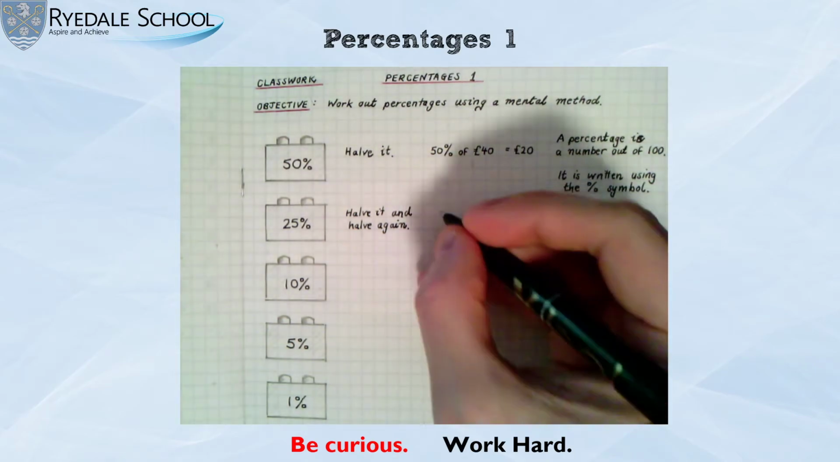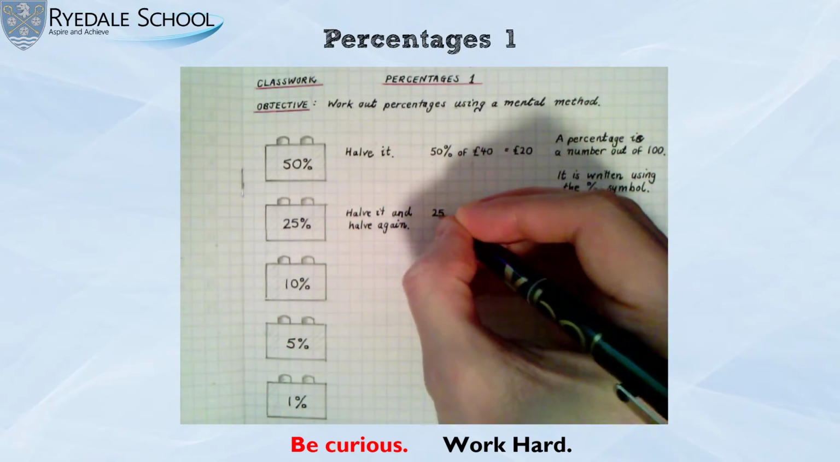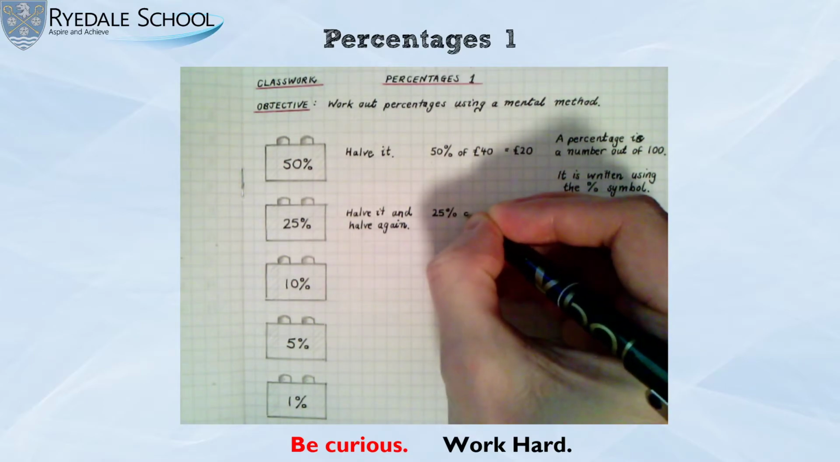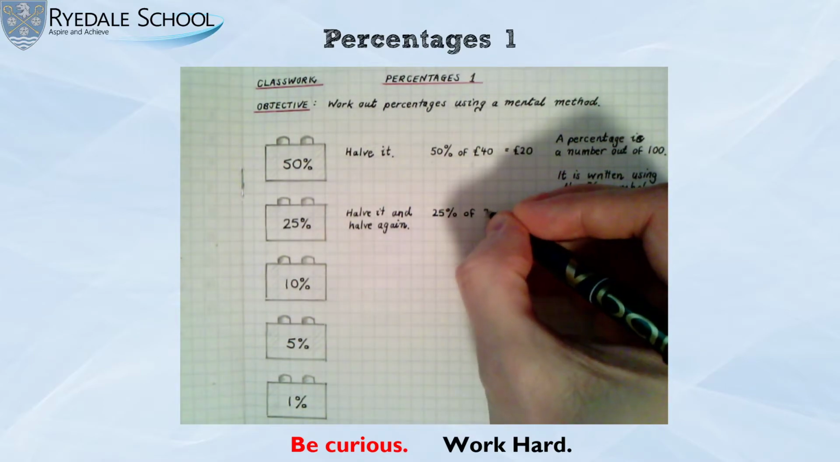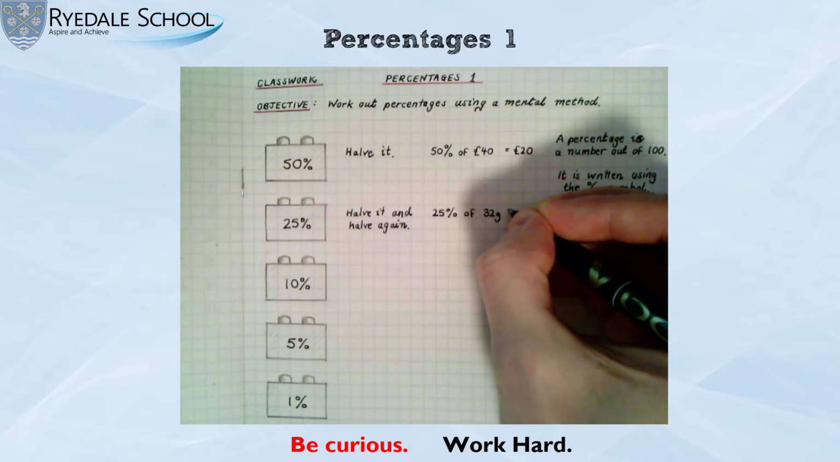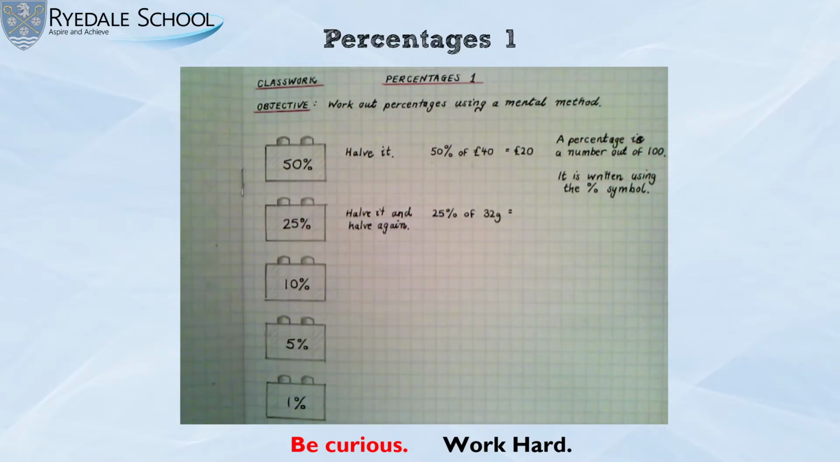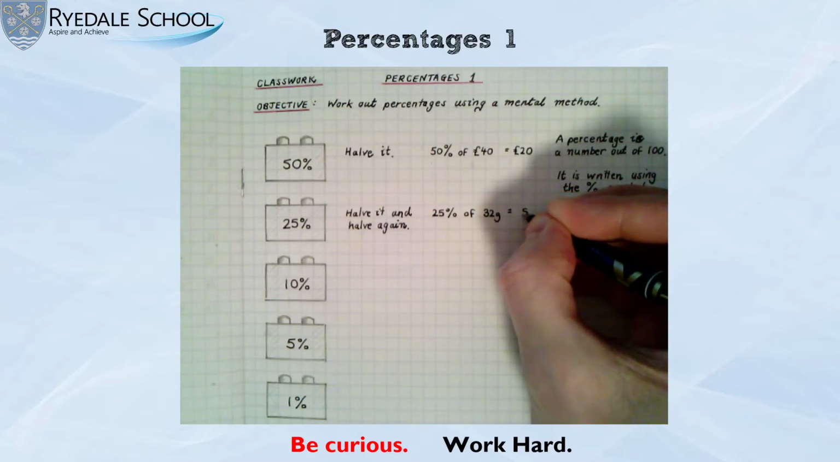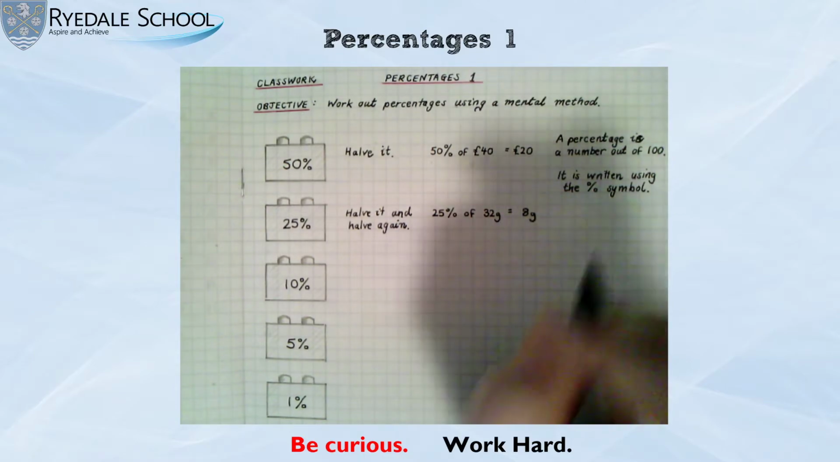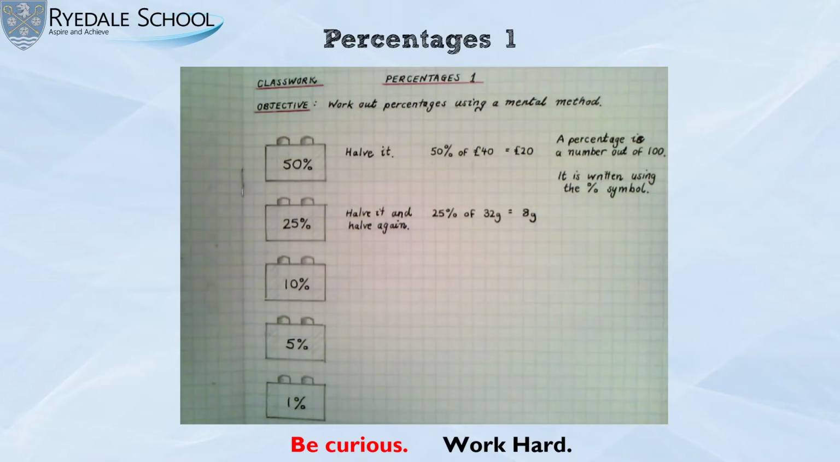So, imagine that I wanted to do 25% of, let's say, 32 grams. The way that I would do this is I would halve 32, and I would halve that answer again. So half of 32 is 16, and half of 16 is 8. Another approach for 25%, if you prefer, is yes, 25% is a quarter, so you could divide by 4.